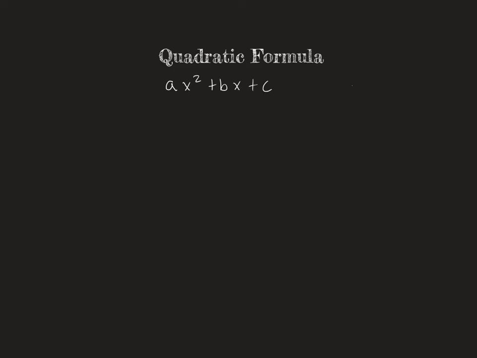A, B, and C are elements of the real numbers, so it can be any number. It's ideal when they're all integers. Now this is what we're going to do. The formula is negative b plus or minus the square root of b squared minus 4ac, and everything is going to be divided by 2a.